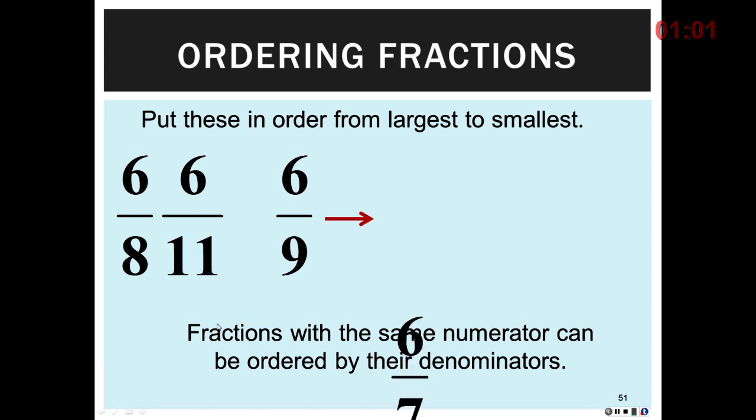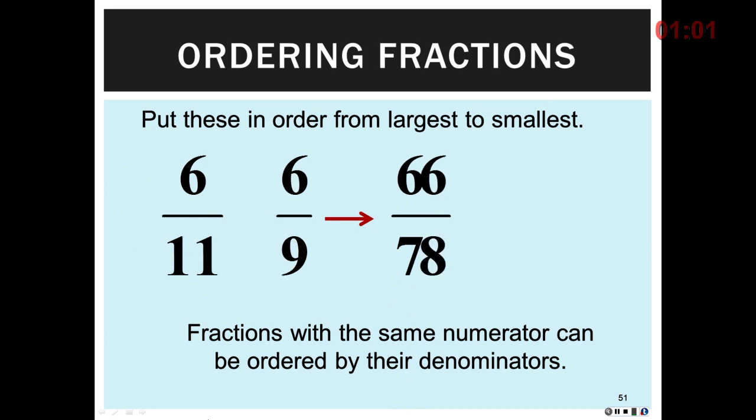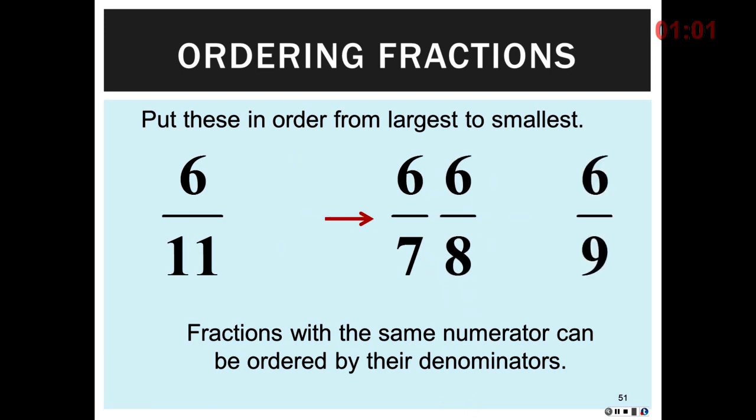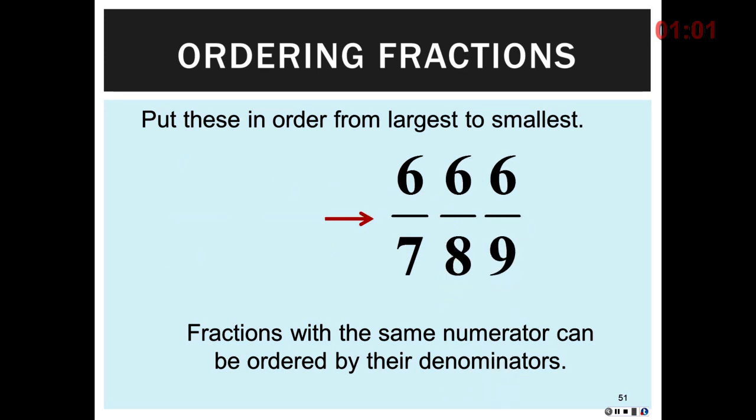Think of the pizza slices. Okay, come on, y'all. I told you it was on like Donkey Kong. That means pay attention. The smaller the denominator, the larger the slices of pizza. You're going to get 6 of each one, but the biggest ones are the ones that are sliced into 7s. The ones sliced into 11s are really tiny, itty, bitty ones. Okay, cool.